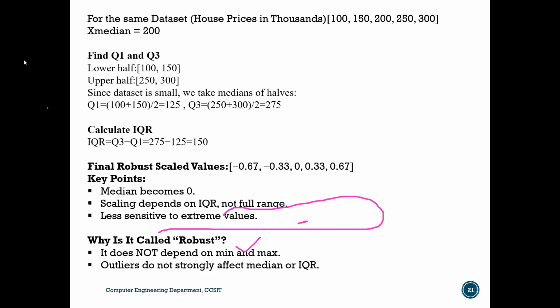And again, you can see what data we are getting. Okay, it is again scaled. Median becomes 0. Scaling depends on IQR, not the full range. So this is less sensitive to outliers. Why is it called robust? Because it does not depend on mean and max. Outliers do not strongly affect the median or IQR.